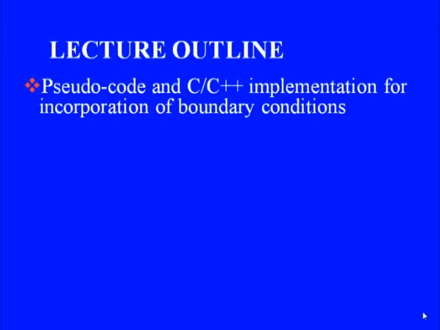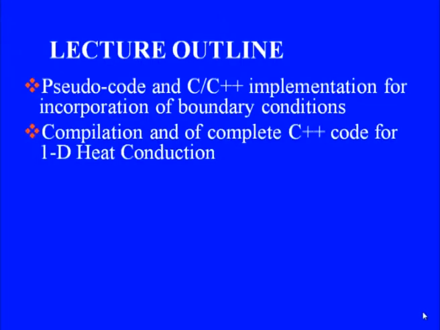Now, in this lecture we will try to finish the remaining modules, basically sub-modules which require the implementation of boundary conditions. So, this is our last lecture in the series on computer implementation of the finite difference method for steady state heat conduction problems. We will focus on the pseudocode and C++ implementation for incorporation of boundary conditions for both standard as well as cell-centered finite difference formulations, and then we will complete our code. That code would be complete in all respects.